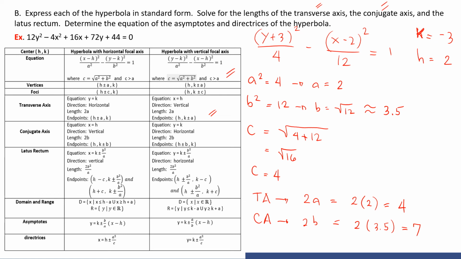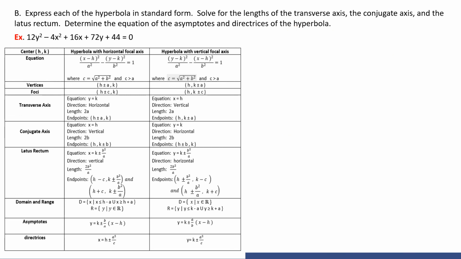And the latus rectum. So, for the latus rectum, what is the length of the latus rectum? The length of the latus rectum is 2b squared over a. That is 2b squared over a. We have 2, and then b squared is 12, and then over a, which is 2. So cancel this 2 by 2. So the length of the latus rectum therefore is 12.